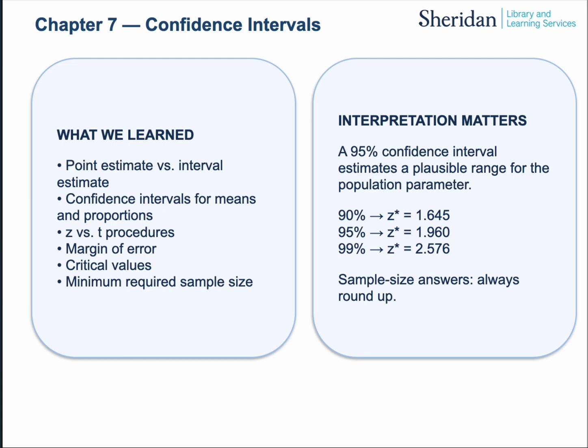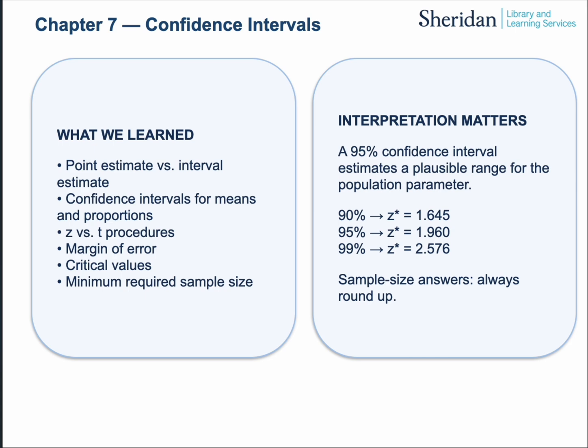Another important idea is the margin of error. The margin of error tells us how far we move above and below our sample estimate to create the confidence interval. A larger margin of error gives us a wider interval, while a smaller one gives us a narrower interval. Several factors influence that. For example, increasing the sample size generally reduces the margin of error because larger samples provide more precise estimates.